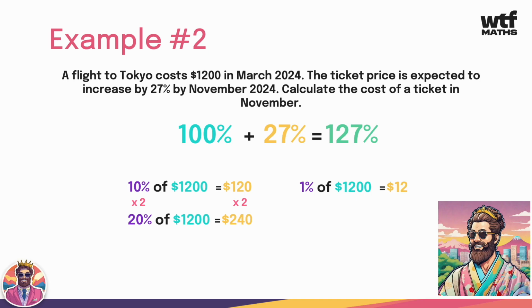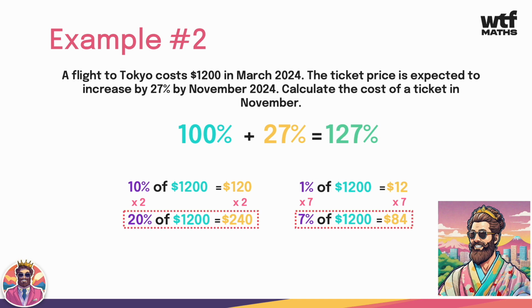So now that we know 1%, if we want to find 7%, all we'll have to do is times both sides by 7. So 7% of $1,200 is $84. Now this is why I really like this method. If I want to find 27%, all I have to do is add the 20% value and the 7% value together. So $240 plus $84 will give me $324. That is 27%.